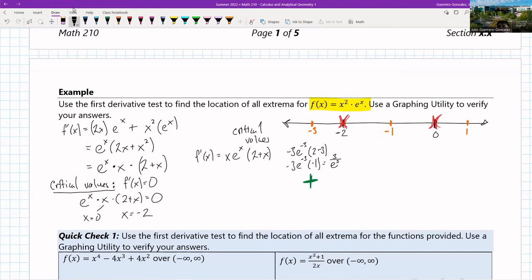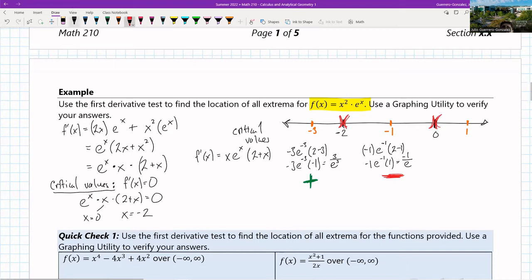Okay. Let's go on to the next one. I get to plug in -1. So -1 e to the -1 times 2 minus 1, that's going to be times 1. So -1 over e. We take a look at that. That value is negative. Okay.